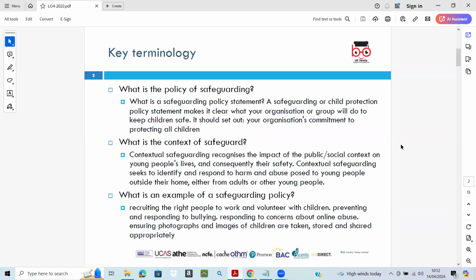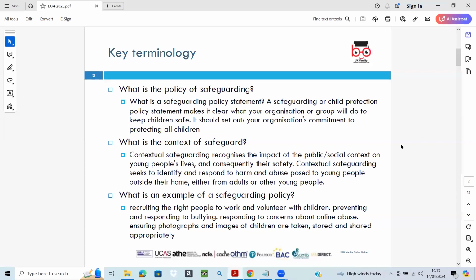Now we will look at the safeguarding policy. An effective policy should cover aspects like recruiting the right people to work with children, how to prevent and respond to bullying, handling concerns about online abuse, and the proper management of photographs and images of children.